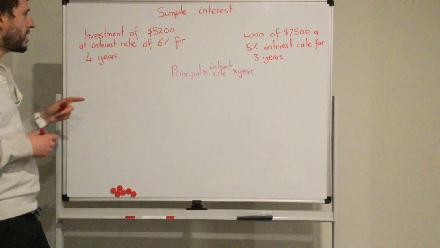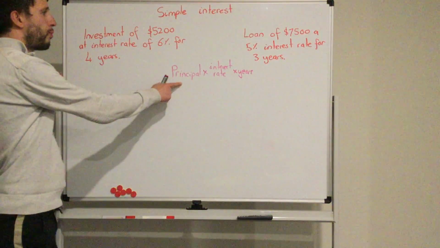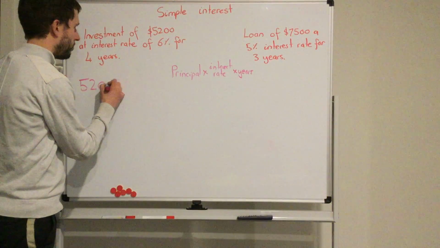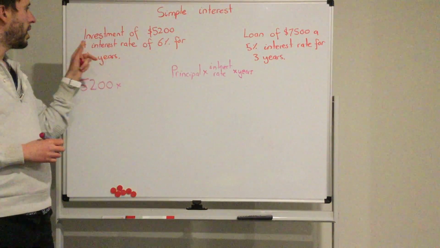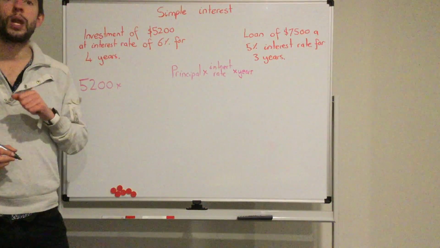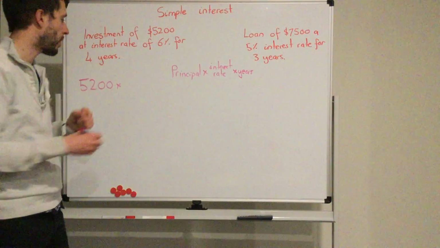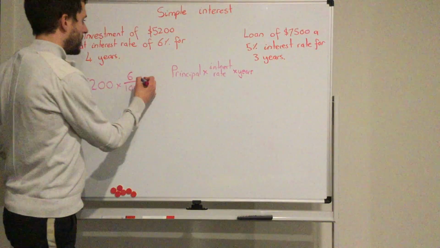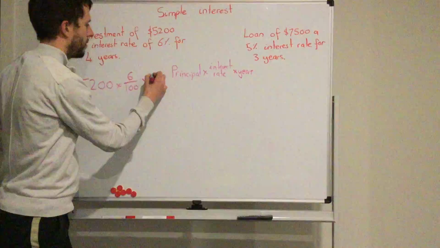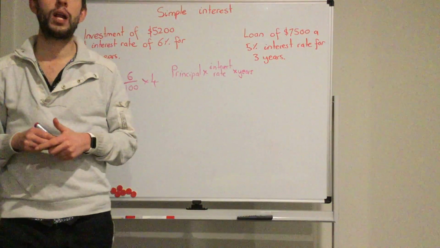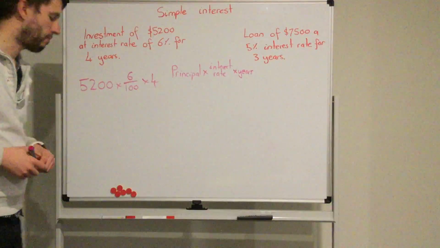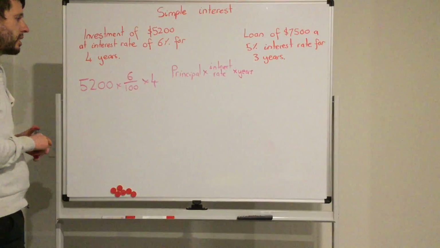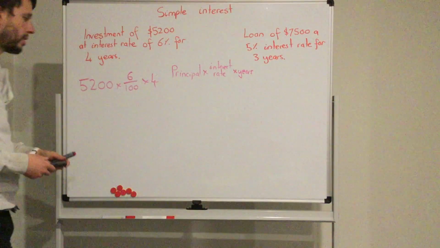Let's look at an investment of 5,200. So the principal is 5,200 times the interest rate, an interest rate of 6%. Remember what I said, we always change the interest rate into a fraction. So 6 over 100 for 4 years. So this will calculate how much money I make on my investment. So that is 5,200 times 6 divided by 100 times 4.